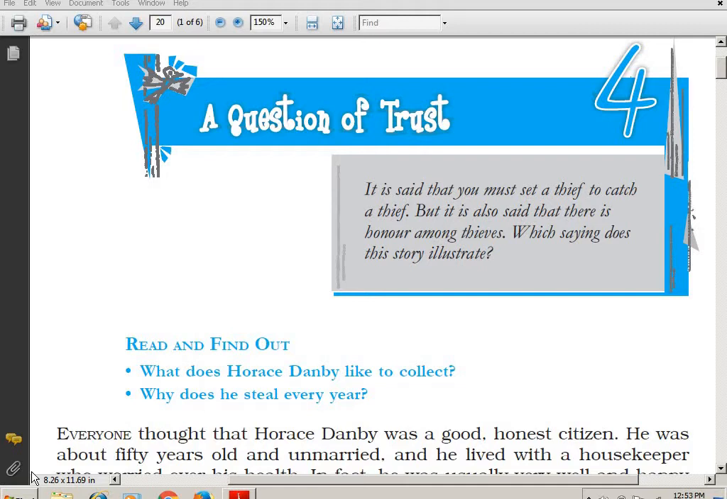It is said that you must set a thief to catch a thief. But it is also said that there is honor among thieves. Which saying does this story illustrate? So, what is it that we are going to see? There is honor even among thieves. What is this story going to tell us? So, please pay attention and see now.